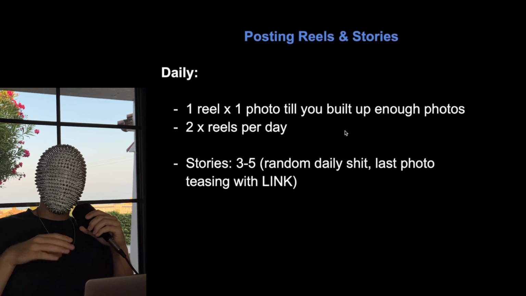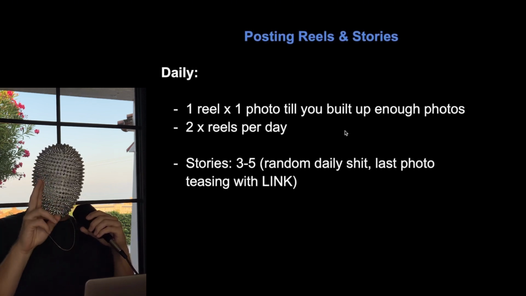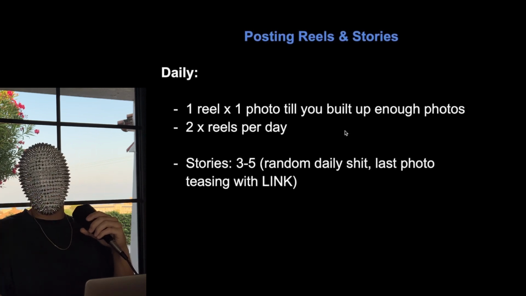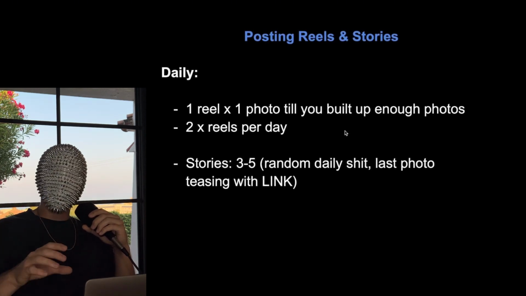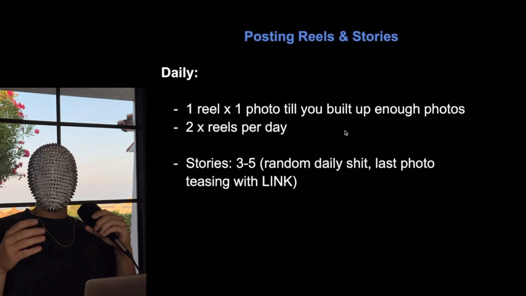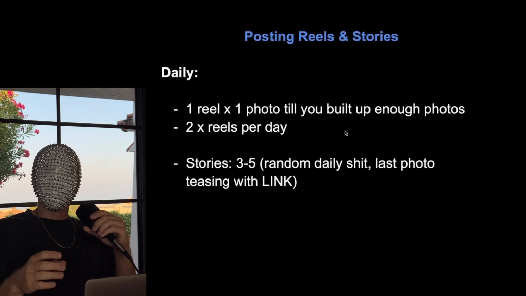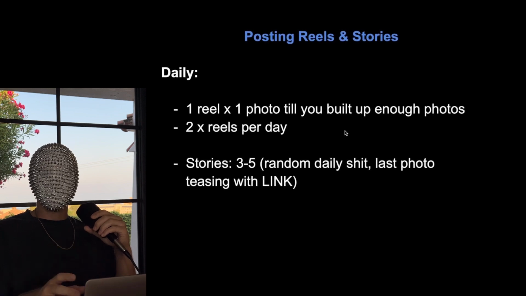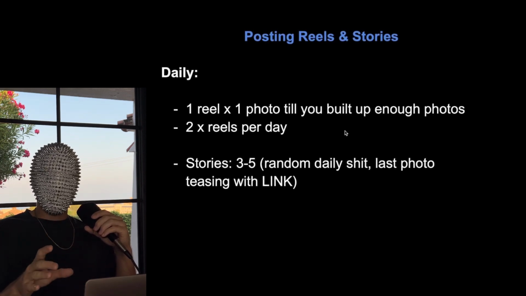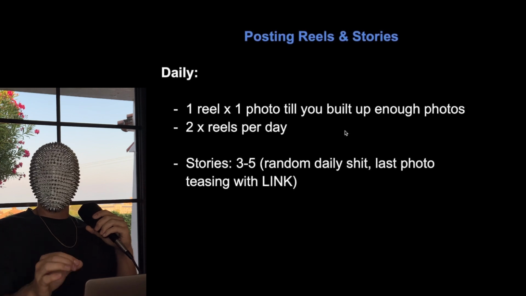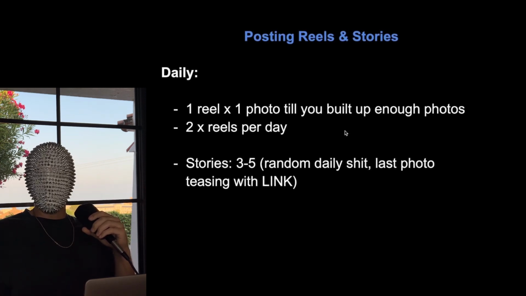Now, how are we posting the reels and the stories? What does that look like? So daily, we're posting one reel and one photo till we built up enough photos to create a nice feed. We're keeping the reels separate from the photo page. From there on, we're moving on to 2 reels per day. Now, in terms of stories, we're doing about 3 to 5 stories per day, and this can be anything from daily random shit, studying, gym, blah, blah, blah. And the last photo of the day will always be a slightly teasing photo with the link and a CTA to the OF. As you can see, it's really not that complicated.